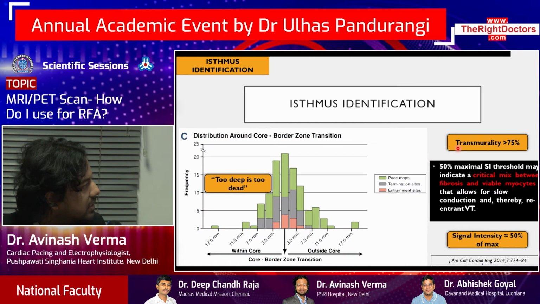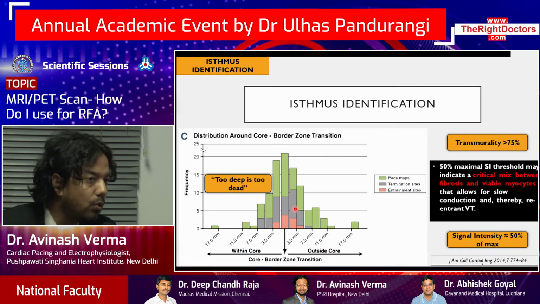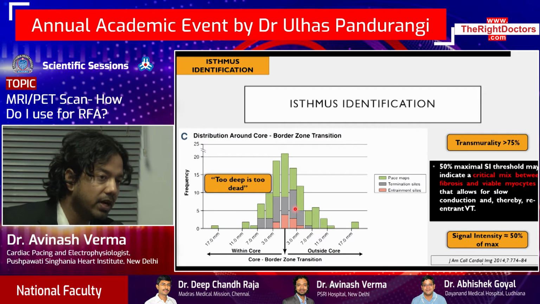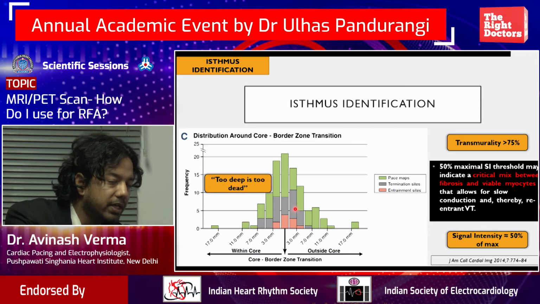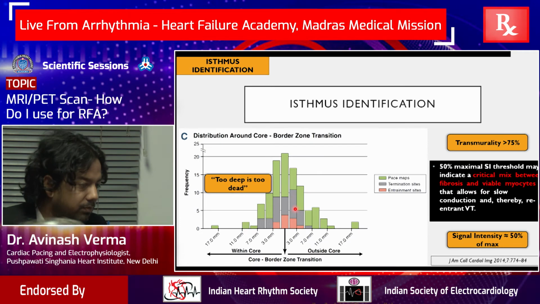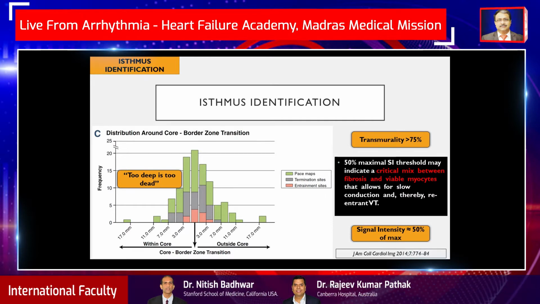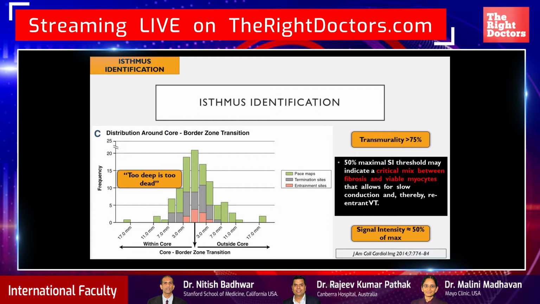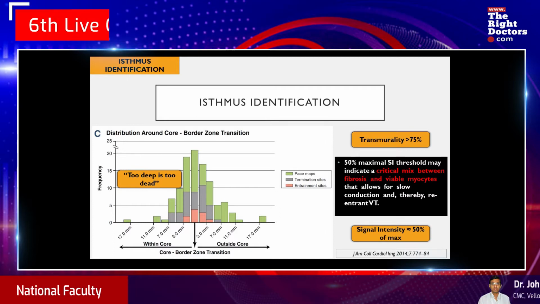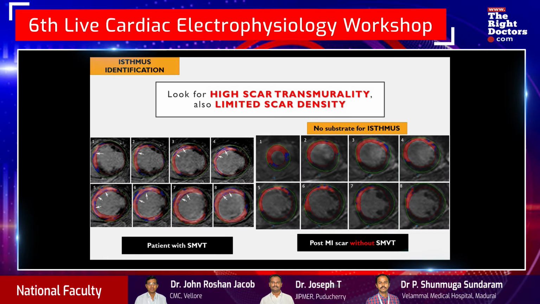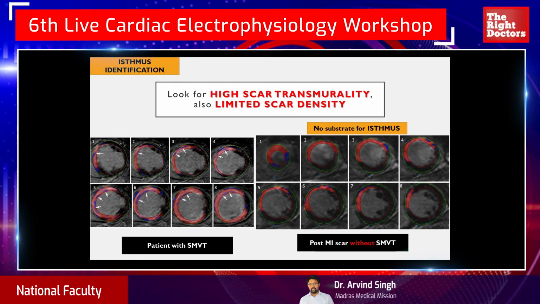Similarly, you don't go in the core of a scar. It's very difficult to find an isthmus smack in the middle of a scar. If you go too deep, too deep is too dead. Most of these isthmuses are located in a transmural, more than 75%, heterogeneous scar, but they are not too deep, because it has to go out and connect. If it is so slow conducting and too deep, it won't be able to come out. So too deep is too dead for a VT. What we are looking for is high scar transmurality and limited scar density.